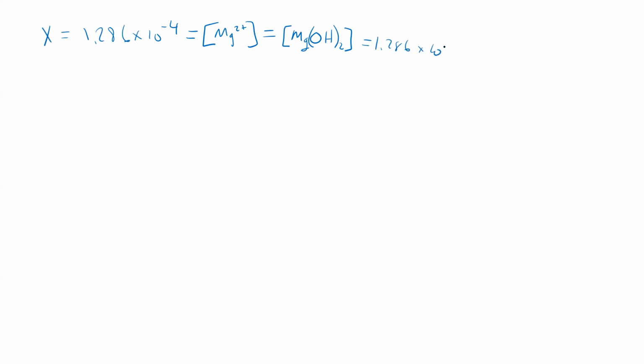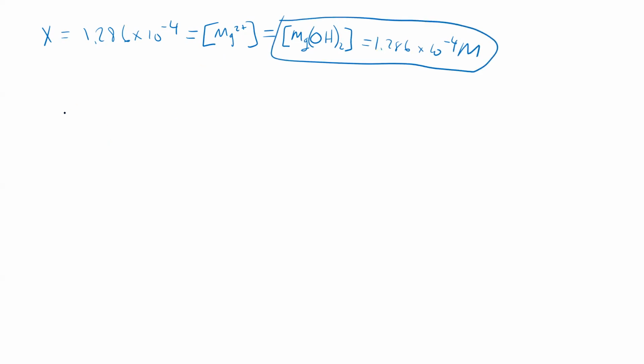Okay. So if we know X is equal to 1.286 times 10 to the minus 4, that's also equal to your concentration, in this case, of the magnesium 2+. And the concentration of the hydroxide is just twice that. So 1.286 times 10 to the minus 4 molar would be the molar solubility of the magnesium hydroxide, okay?